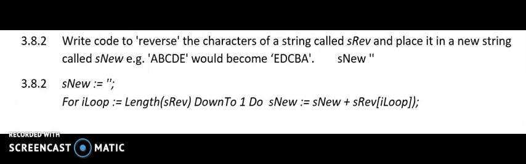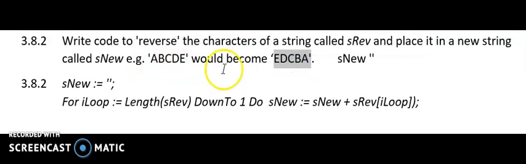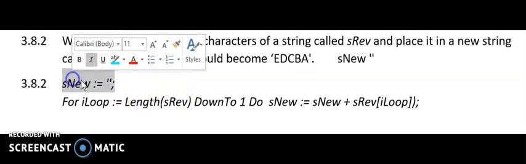Right here, I seem to be able to forecast the future, because the next one is going to ask you to reverse the characters of a string and place it in another string. So we started with a string called srev, and let's say it's got A, B, C, D, E, and then we want to put it in another string called snew. So snew starts off being blank, so that's fine, and we want to reverse it.